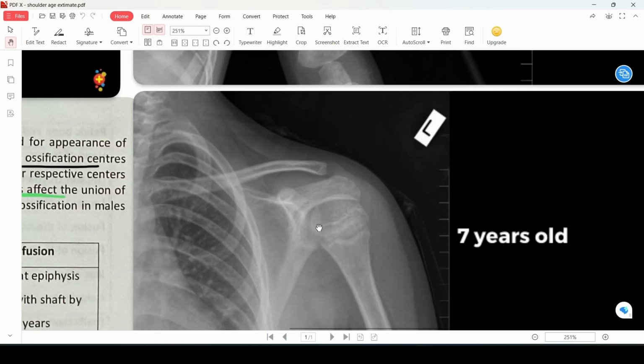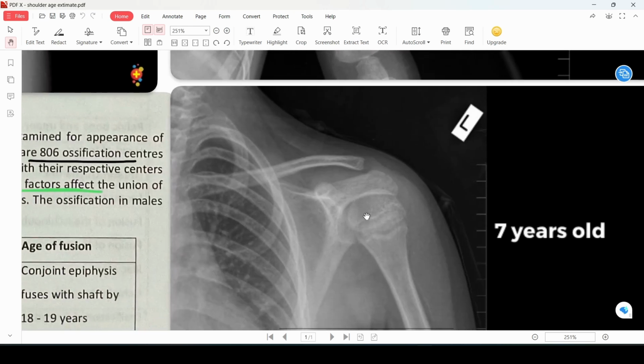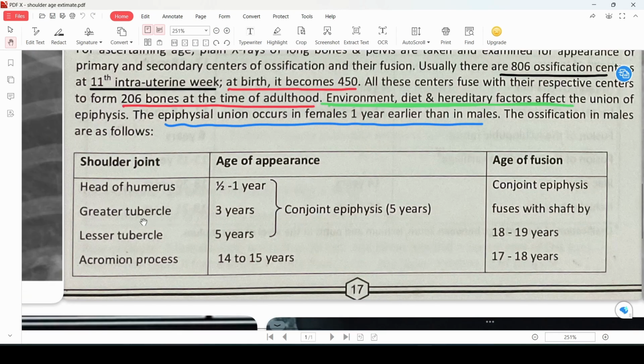In the 7-year-old, you can properly see it is a well formed head of the humerus, although it is not fused. So we'll read here. See, now let's talk about the greater tubercle and lesser tubercle. Now greater tubercle, it appears around 3 years of age, and lesser tubercle appears at 5 years of age. And then the acromion process, it appears around 14 to 15 years of age, right? And what about the fusion, the age of fusion? Now all these three, the head of the humerus, greater tubercle, lesser tubercle, all this fused together, that is called the conjoint epiphysis, that is 5 years of age.